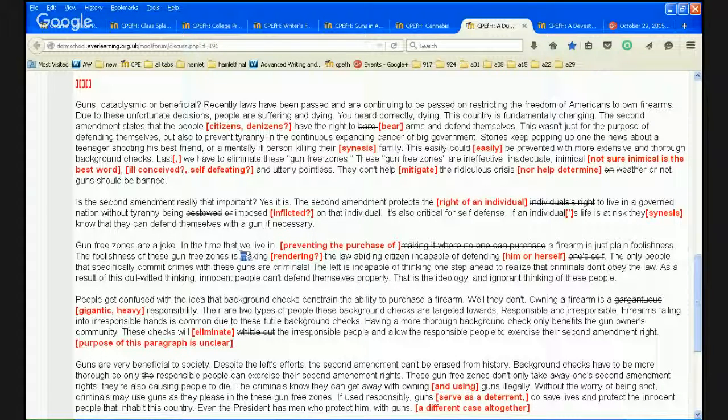Make is a very, very generic term. It's nicer to use something that's more specific to what you're talking about. Make can be used for everything. The foolishness of these gun zones is rendering the law-abiding citizen incapable of defending him or herself. The word render is exactly the right word for that context.